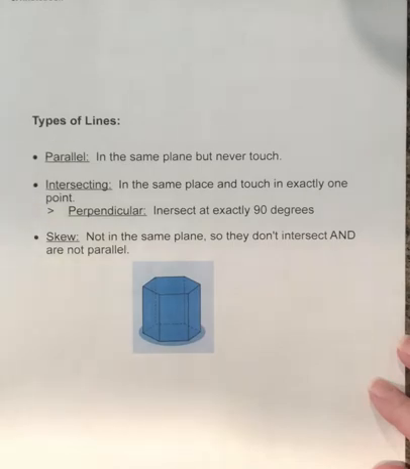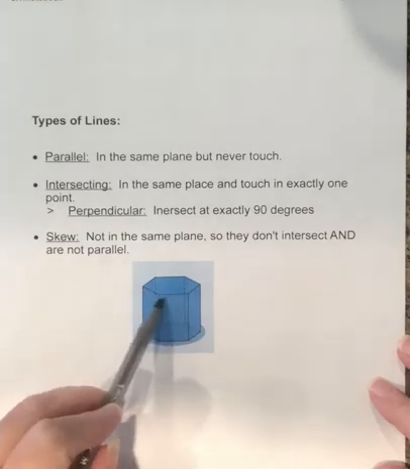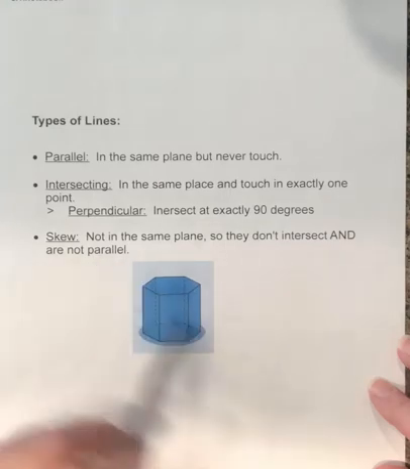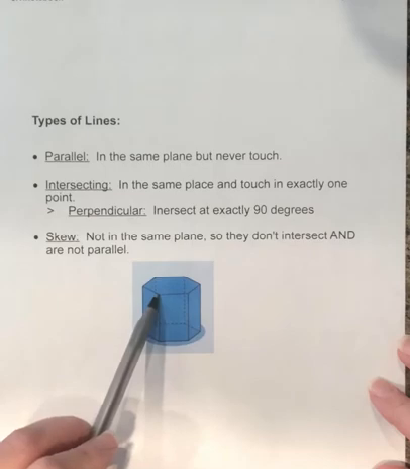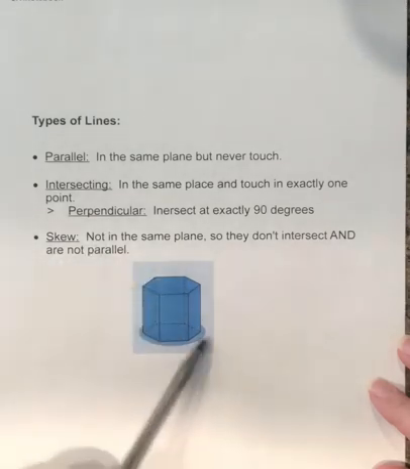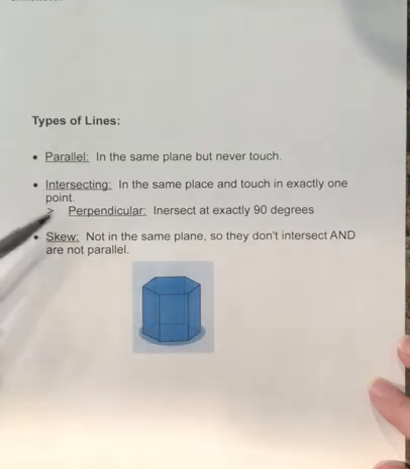Intersecting lines are in the same plane, but they will touch in exactly one point. So for example, this segment here, they're intersecting right there. And again, no matter how far I extended those lines out, they would still just be intersecting in this one point here. The same with this back here and this here. They're intersecting in this one point right here.